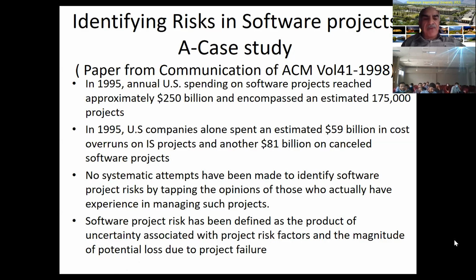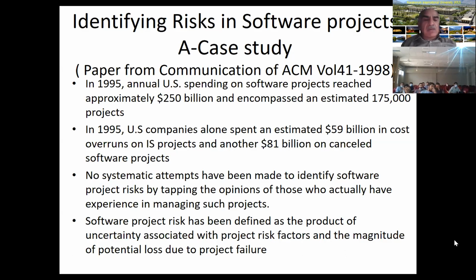In 1995, US companies alone spent an estimated $59 billion in cost overruns on information system projects and another $81 billion on canceled software projects. So this is just telling us that how the project failure has been very high in the IT and the software development projects. Out of 250 billion total, 175,000 projects, we had a cost overrun of 59 billion, which is a very big amount. And then we had 81 billion of projects canceled before full-fledged development.